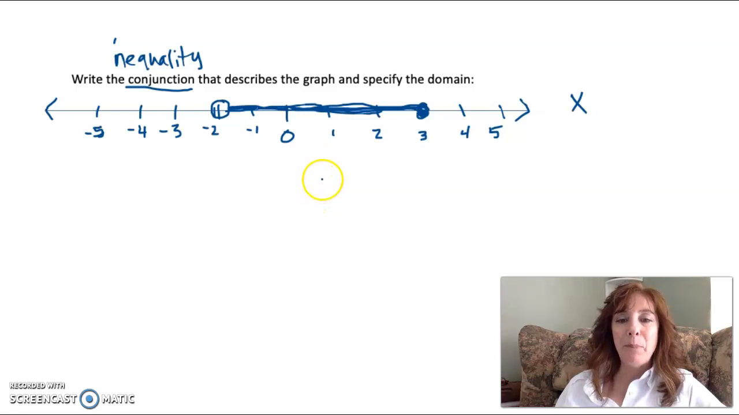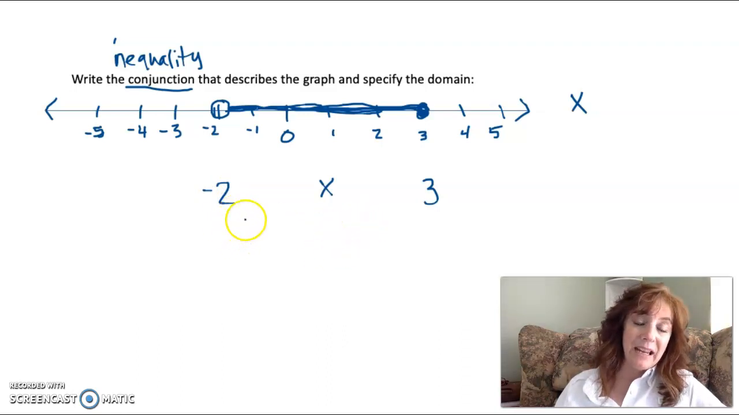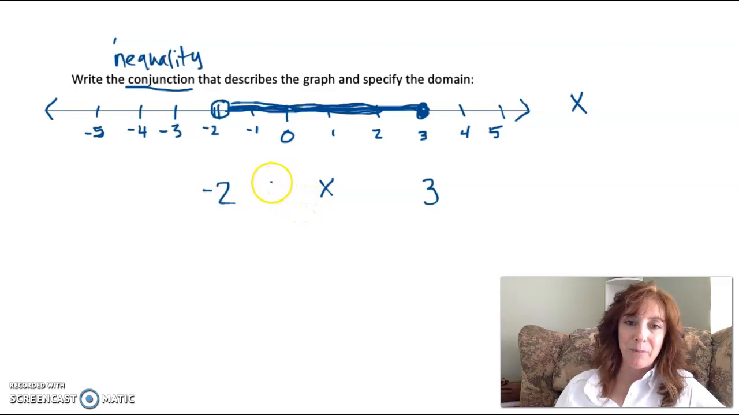I'm going to begin by putting my x under the bar or the spaces that x represents. X is in the middle. The number 3 is on the far right, and the number -2 is on the far left. X is between -2 and 3. Now x has to be greater than -2, but it cannot touch -2. It has an open circle, so it is not equal to -2.